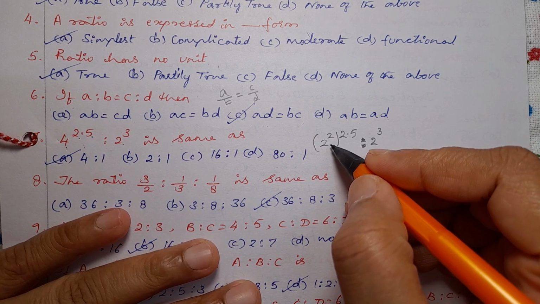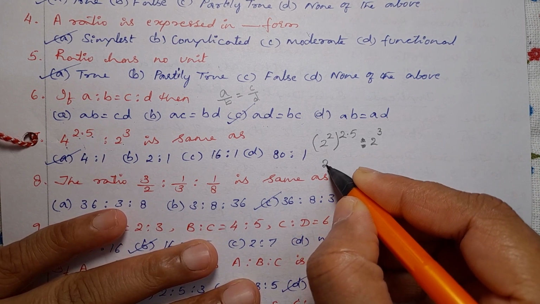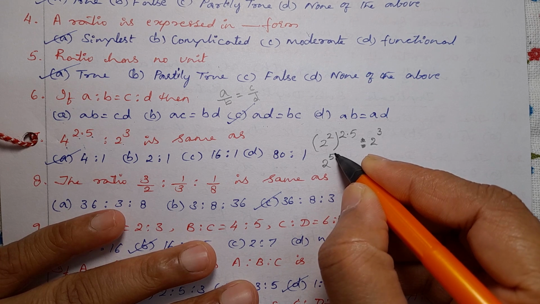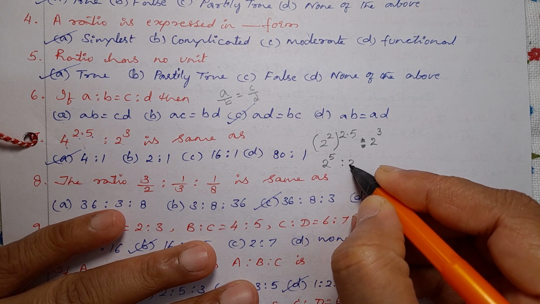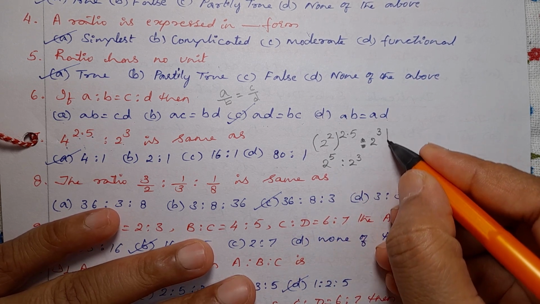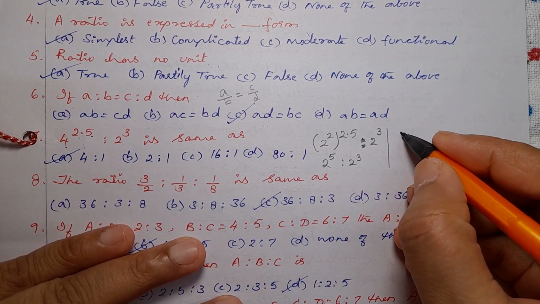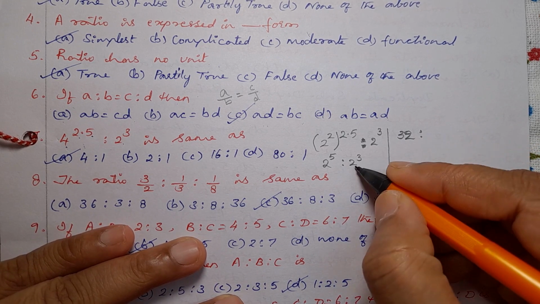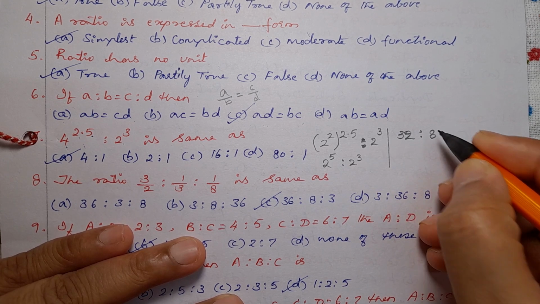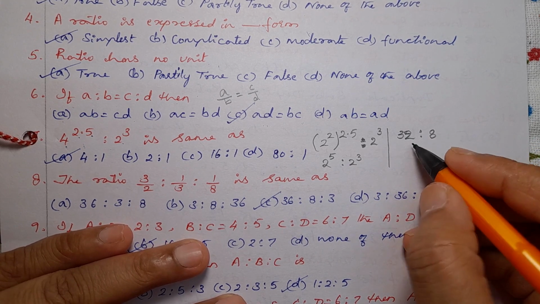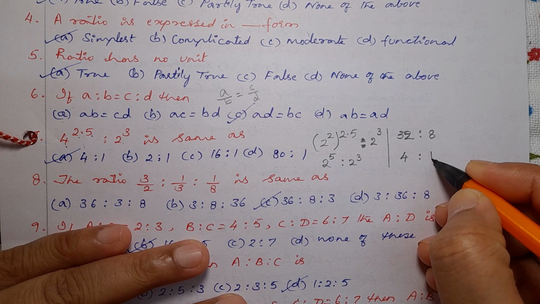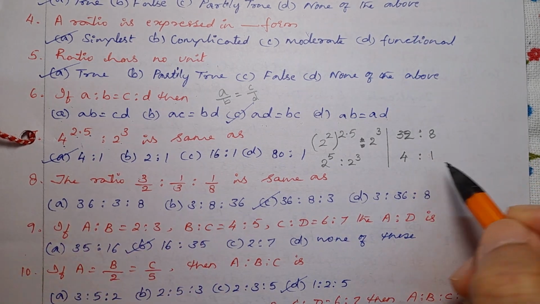So 2 as it is, let us write it as is. 2.5 into 2 is 5, so 2 to the power of 5, is to 2 cube. 2 to the power of 5 is 32, is to 2 to the power of 3 is 8. 32 is to 8: 8 4s are 32, 8 1s are 8. Okay, 4 is to 1.